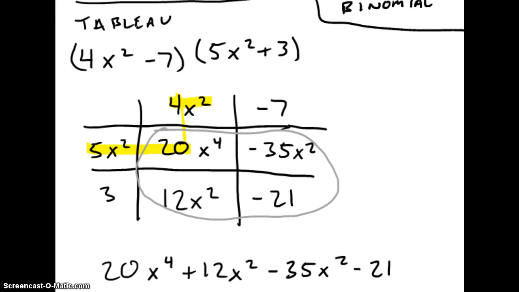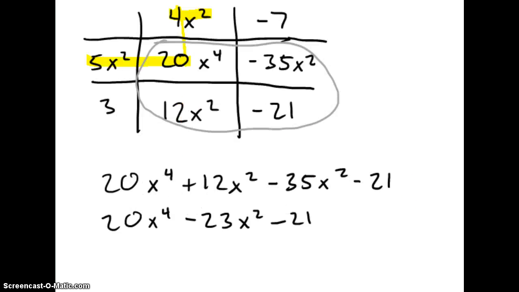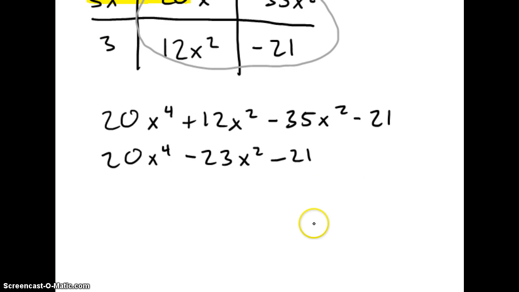And then the tableau method, which is more like a multiplication table and works well for visual learners. You just put one of the polynomials up top, one of the polynomials vertically, and then you treat it like a times table, add all the results together, and simplify at the very end.